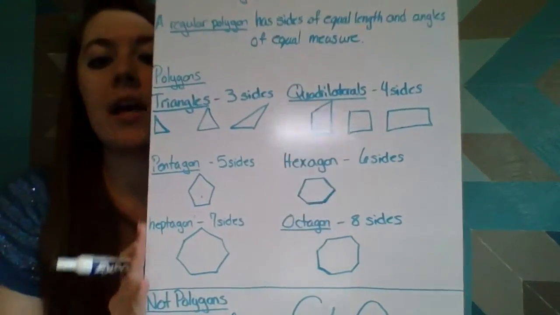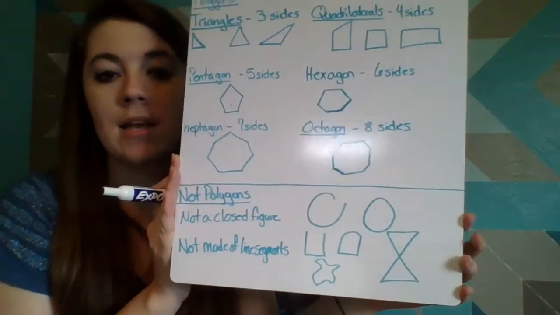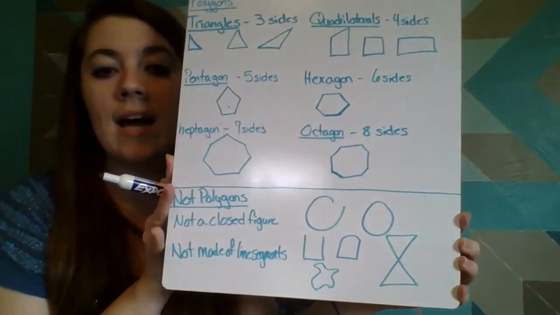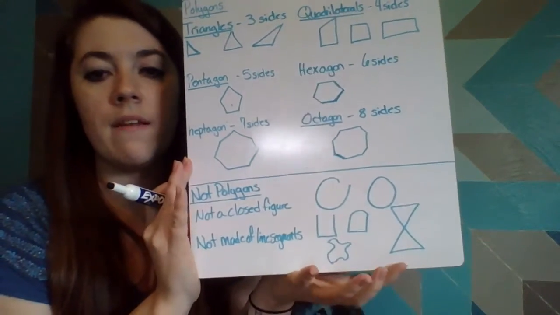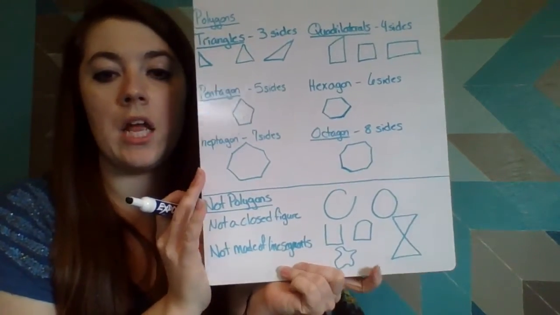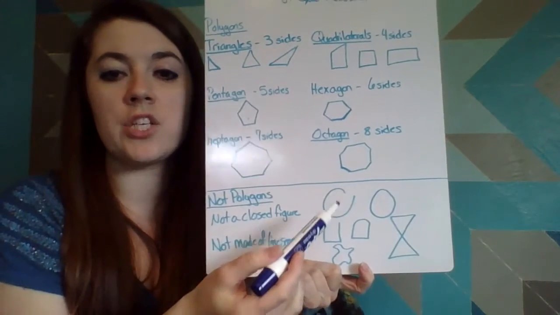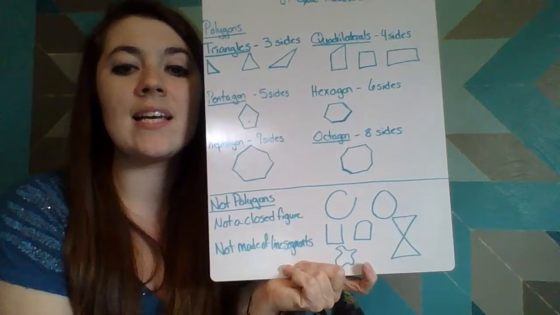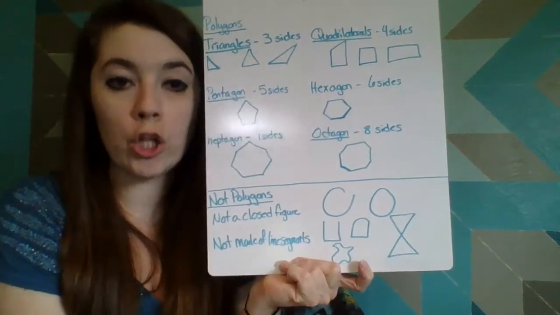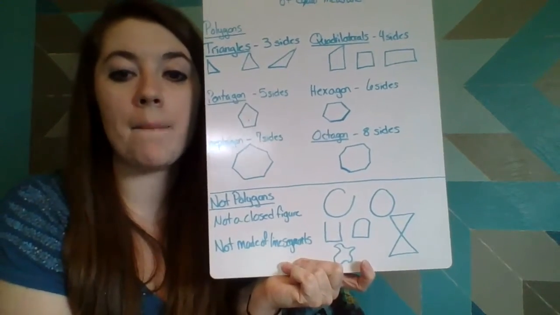All right, now we're going to look at a few things that are not polygons. Things that are not polygons aren't a closed figure. So if we look at this shape here, it's open. There's this opening where it doesn't connect. That's a figure that's not closed, so that means it's not a polygon.